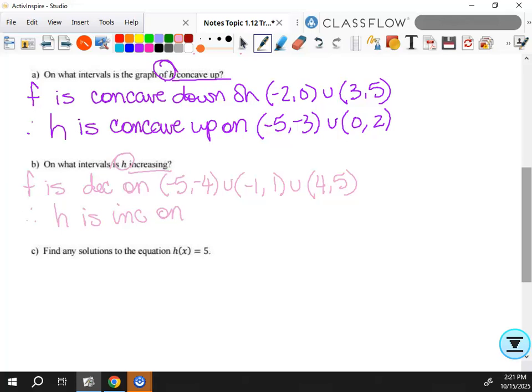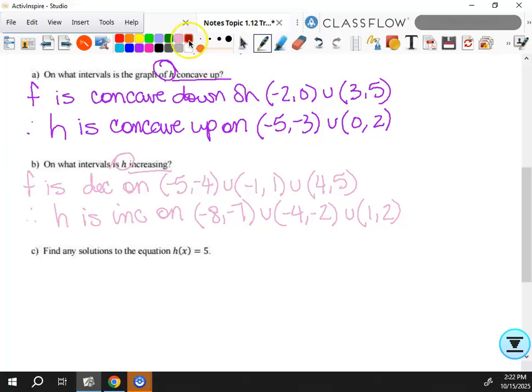No. Subtract 3. These are all intervals of the domain. So this is -8, -7, -4, -2, and 1, 2. Okay, everybody with me? We good? Any questions? Okay.